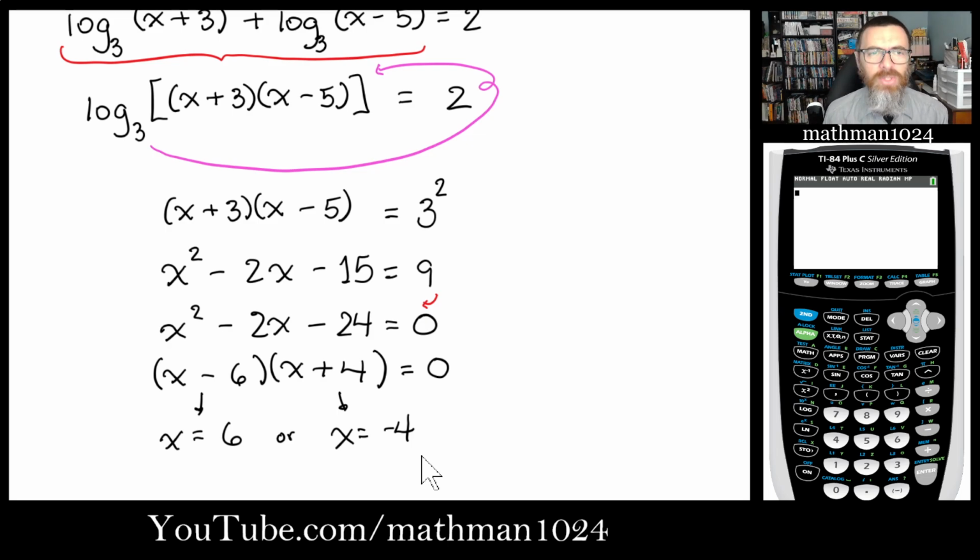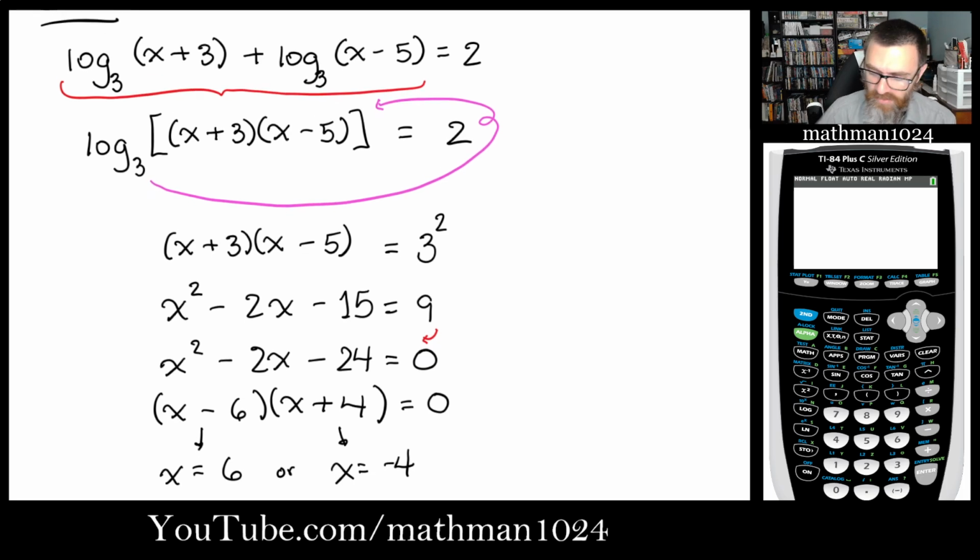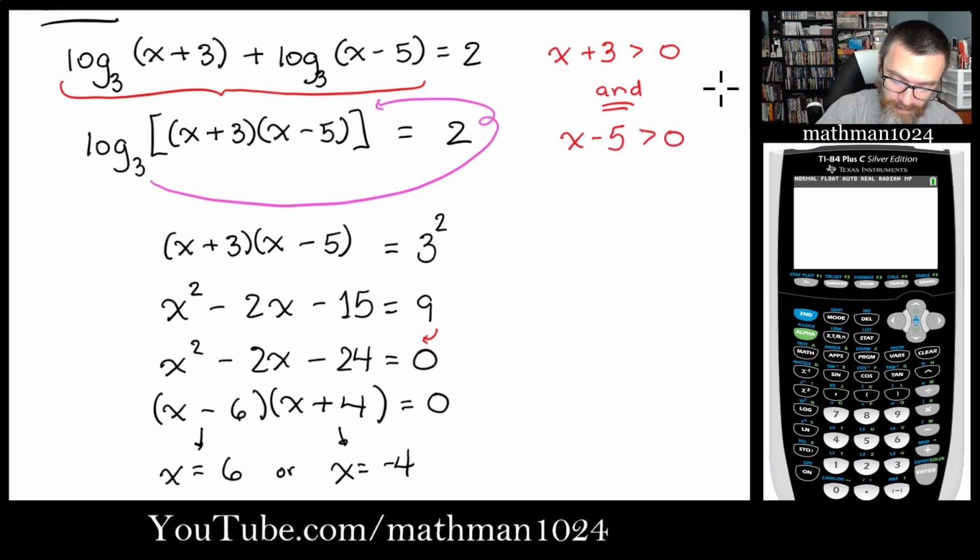Now, before you box both of these or put them both into MyMathLab, come back up here to the original statement. In this original statement, we have to make sure that we don't end up with anything that's undefined. So from that first logarithm, we know that x plus 3 has to be greater than 0. And from the second logarithm, x minus 5 has to be greater than 0. So when you solve these, you find out that x has to be greater than negative 3, and x has to be greater than 5.